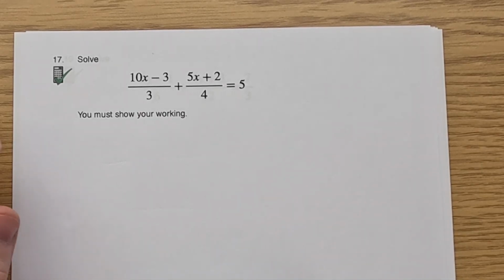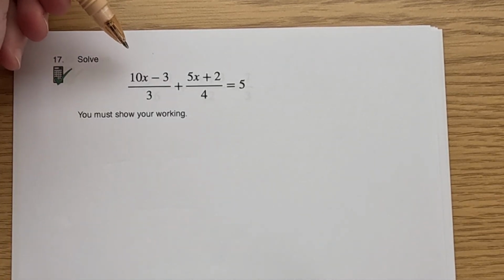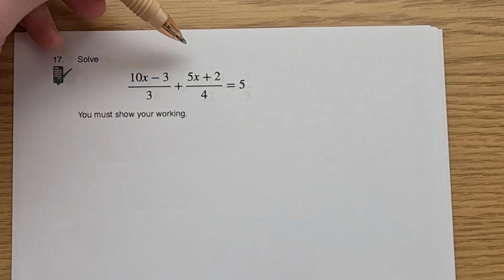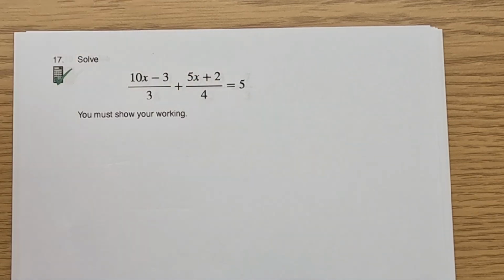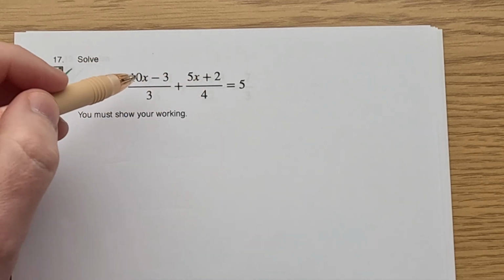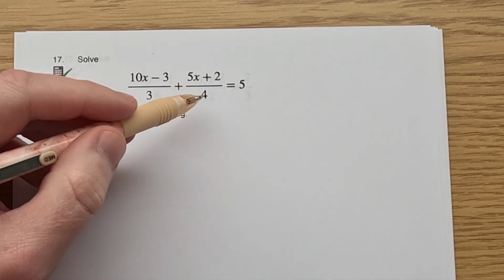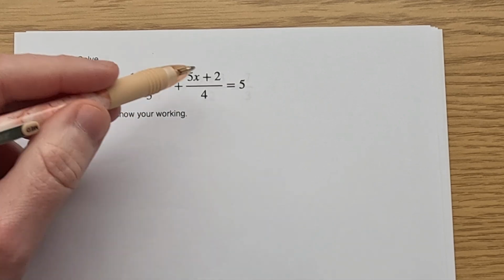Okay, so let's have a look at our next question, question number 17. We've been asked to solve (10x minus 3) over 3 plus (5x plus 2) over 4 is equal to 5. And it's a calculator question. So here, if we have a look at our fractions, we've got denominators of 3 and 4. So I'm thinking a good common denominator would be 12.